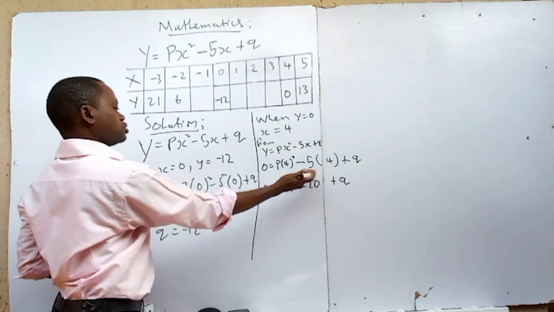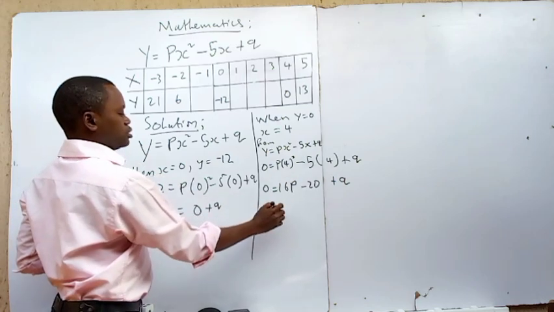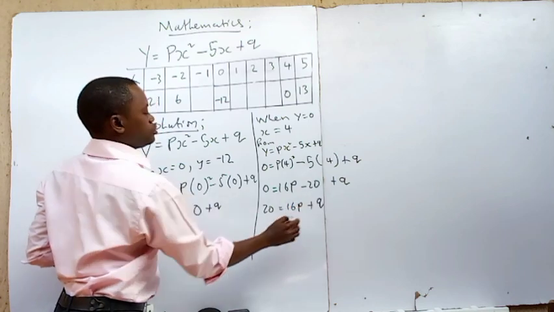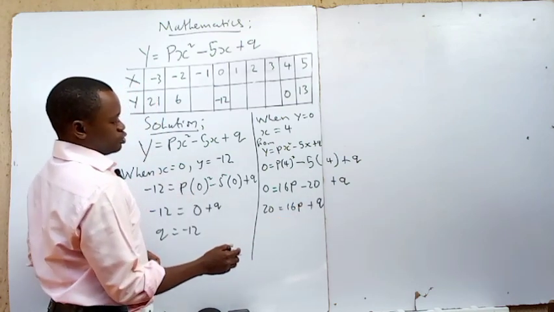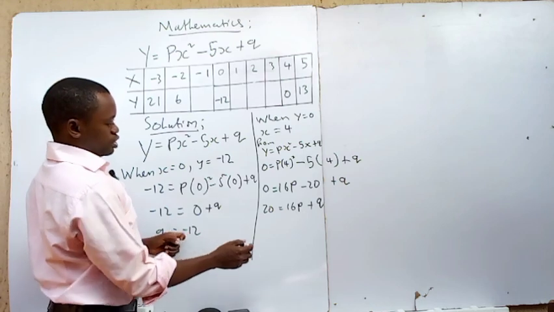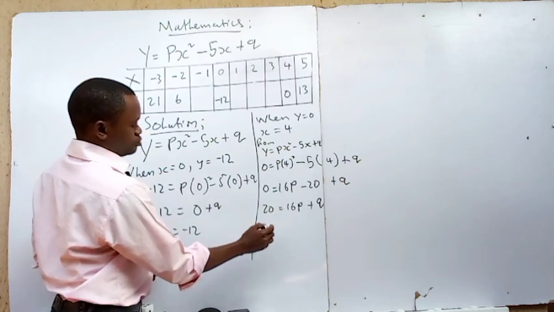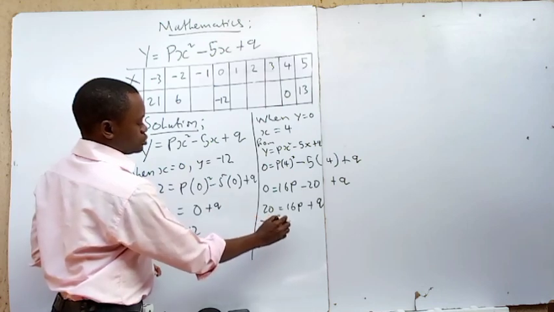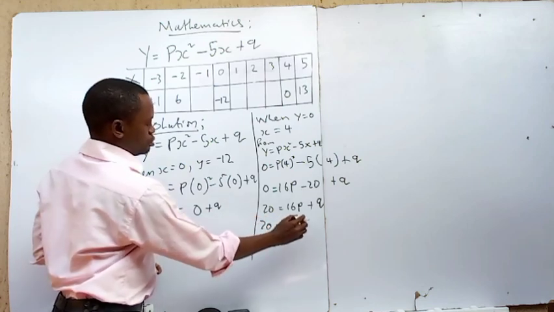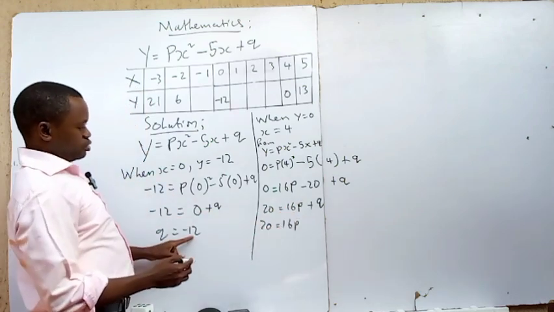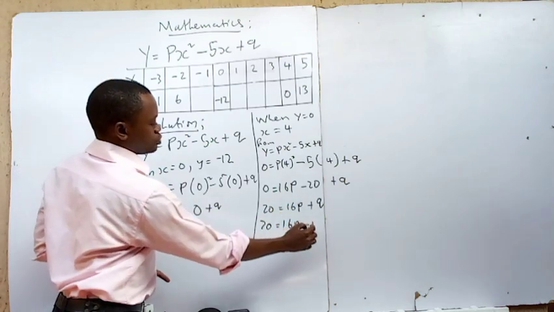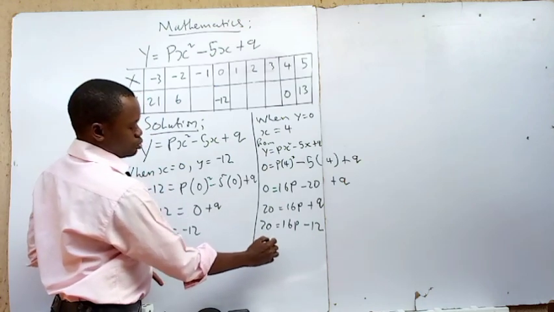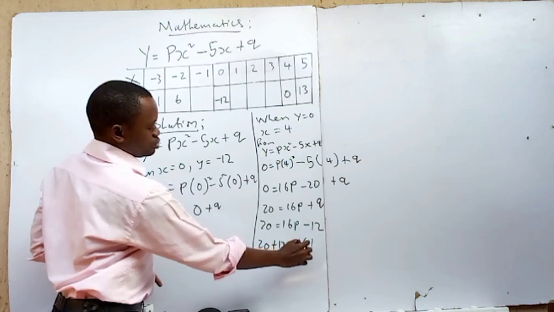So I can bring this constant over here and have 20 equals to 16p plus q now. If you observe that our q is minus 12, we can quickly say 20 is equals to 16p, then put q, which is minus 12, inside here. You will have minus 12. So if you collect the like terms, you have 20 plus 12 equals to 16p.